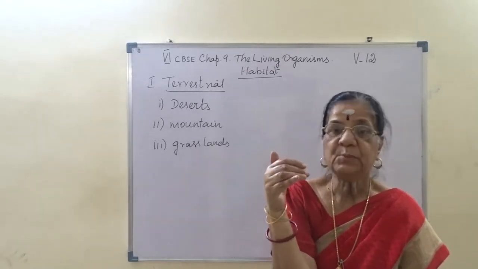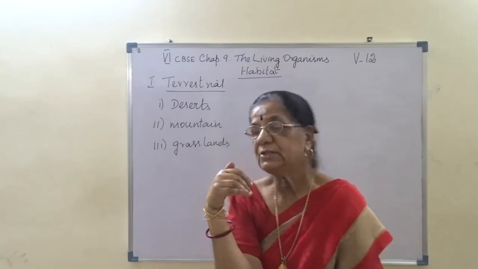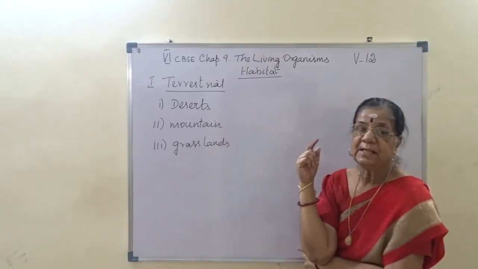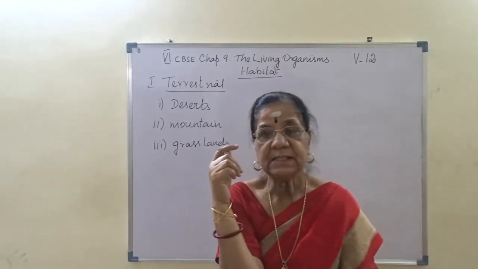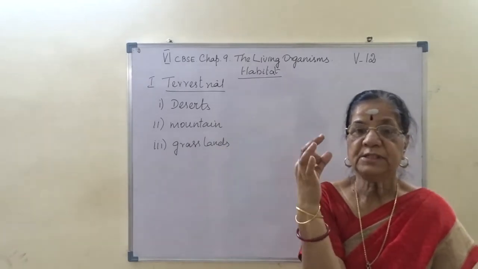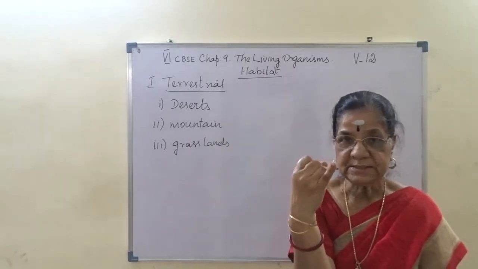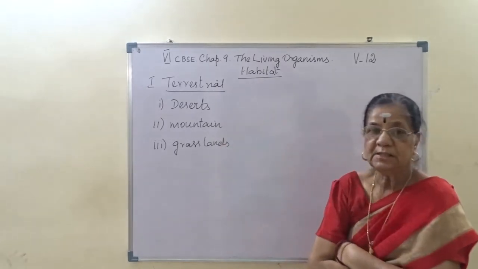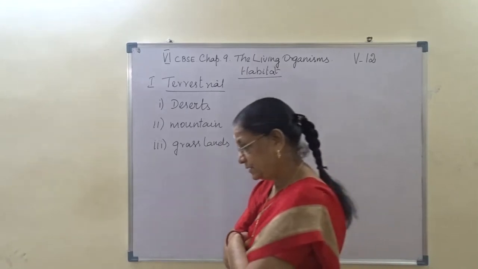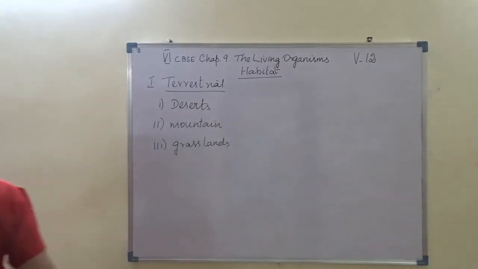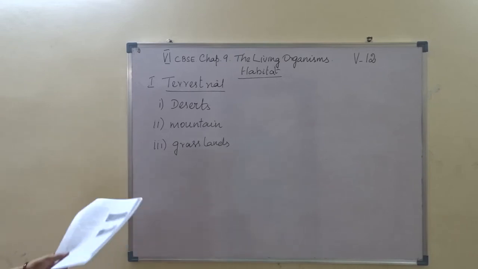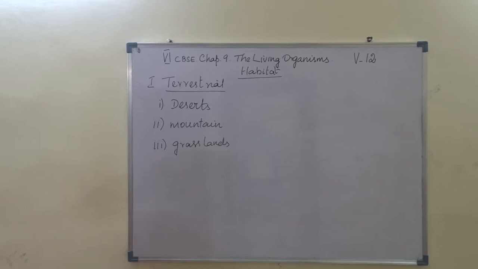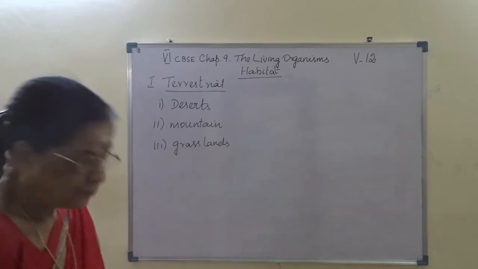So now we are going to learn terrestrial habitat. And terrestrial habitat, we have three kinds. One is desert habitat, second one mountain region, third one grassland habitat. I repeat, desert habitat, mountain region and grassland habitat. I hope you follow this.